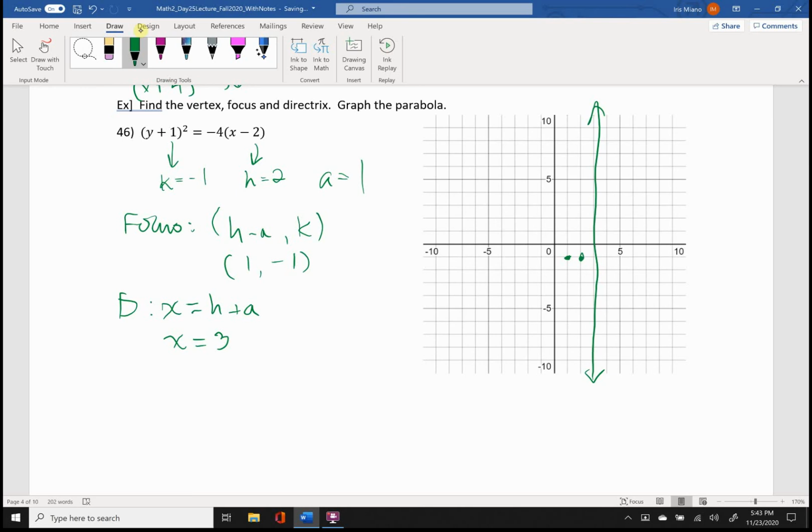You might want to know where you're going to cross the x-axis and the y-axis, so you can use the basic y and x-intercept tools that you already have at your disposal. The x-intercept is the easier one. You'll just set y equal to 0, so you get 1 equals -4 times x minus 2. Divide both sides by -4, so you get -1/4 equals x minus 2. Add 2 to both sides and you'll get x equals 7/4. That's your x-intercept.